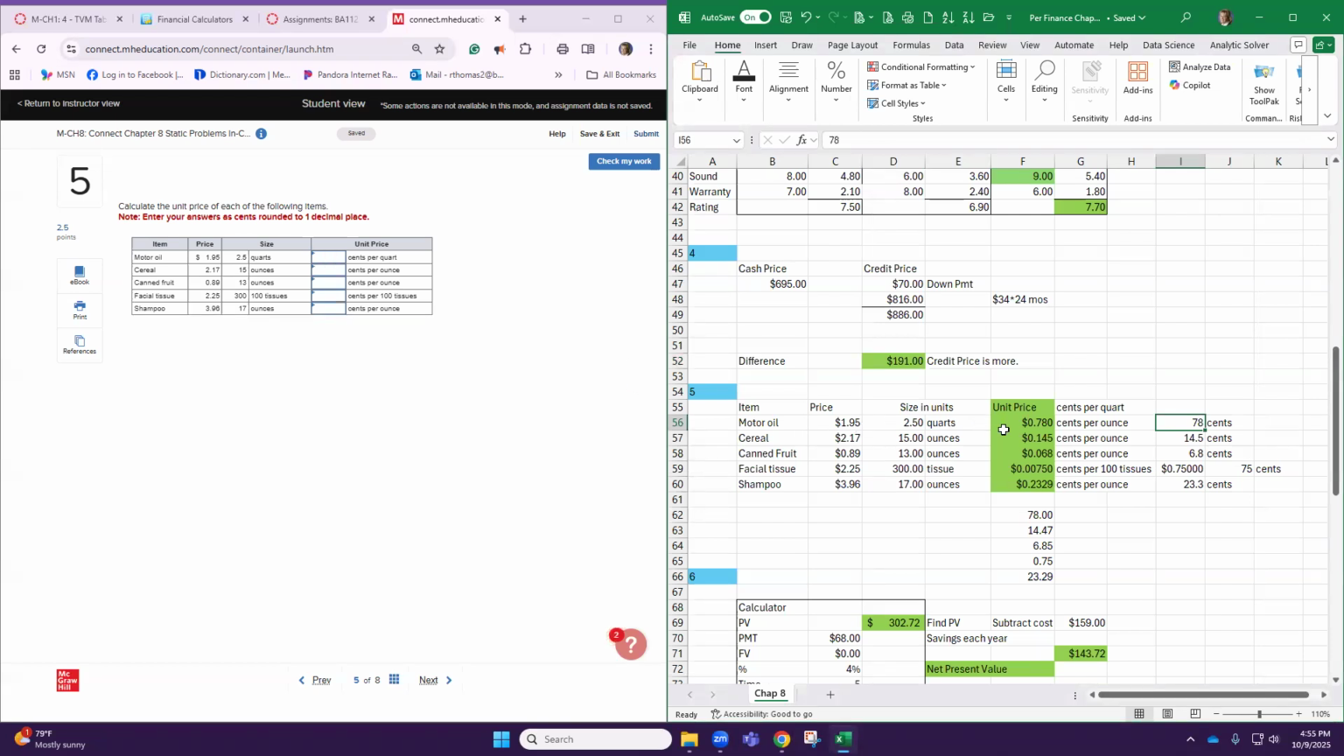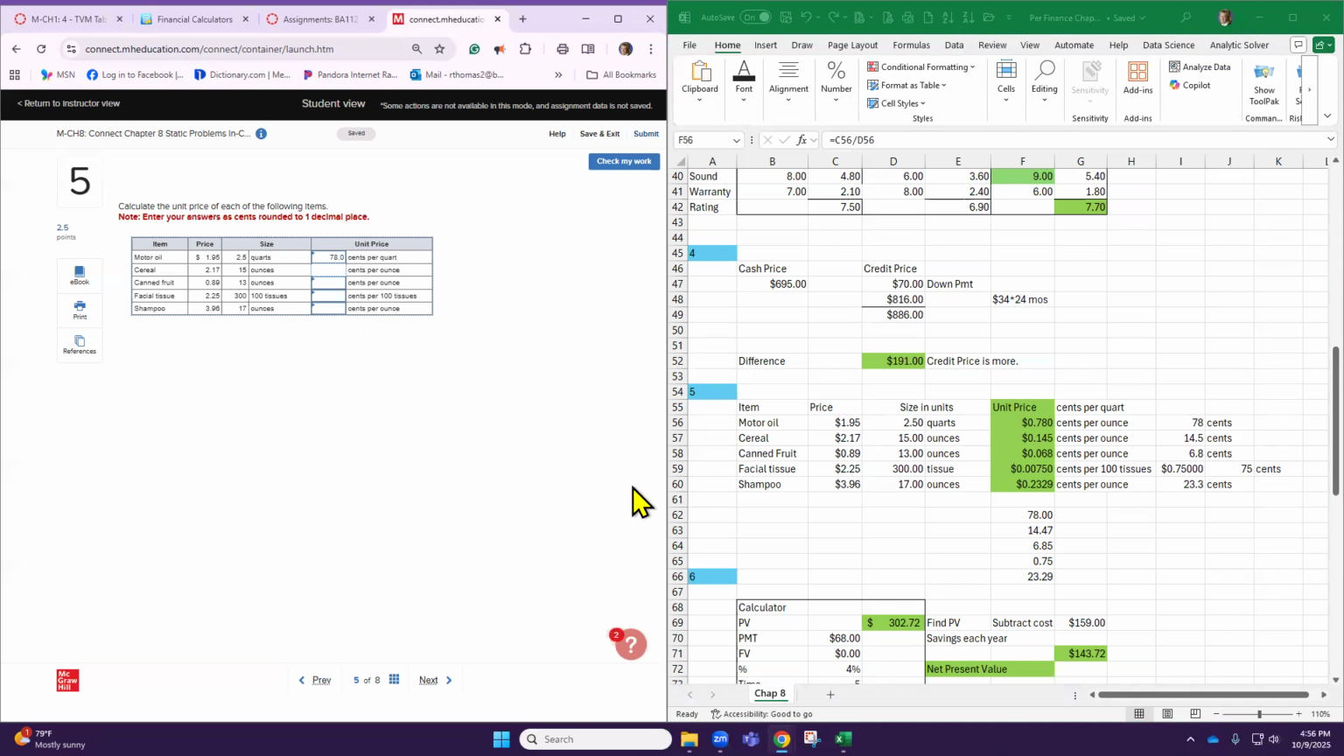Okay, so let's see how we're going to do this. So we've got motor oil, 2.5 quarts of motor oil for $1.95. We're going to take the price and divide by its unit of measure, and it turns out to be 78 cents. So we want to put 78 cents. Now they want cents with 1 decimal place. So even though we really can't do cents, we can't do anything less than 1 cent, they still want us to put that in there.